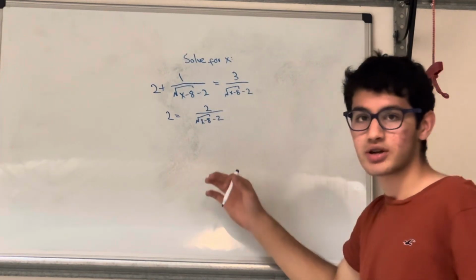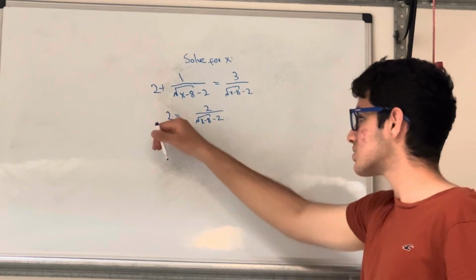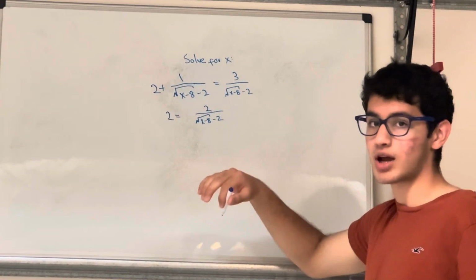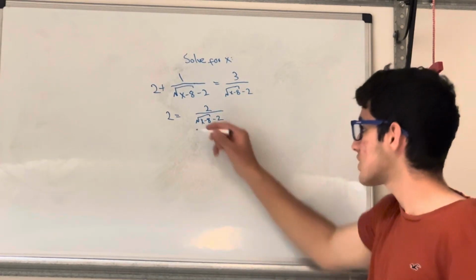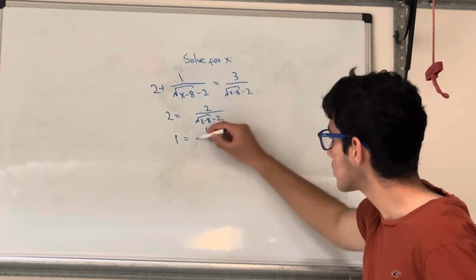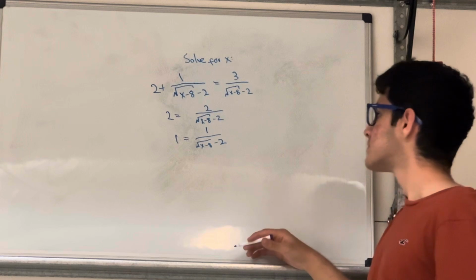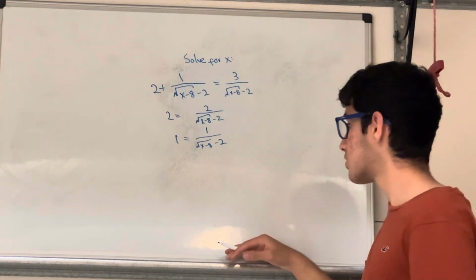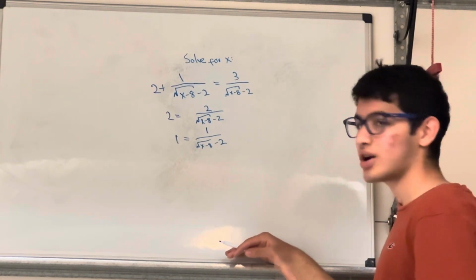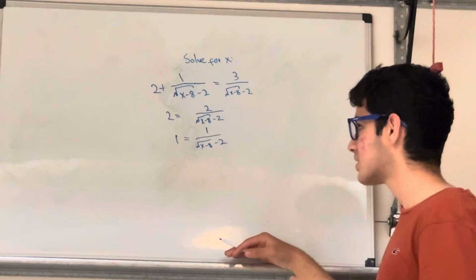Actually, there's another simplification that we can do that I didn't really mention. This is 2, this is 2. We can divide both sides by 2, and that will just give us 1 is equal to 1 over the square root of x minus 8 minus 2. Now we're a bit closer to our goal. You might already be able to figure it out just from this.